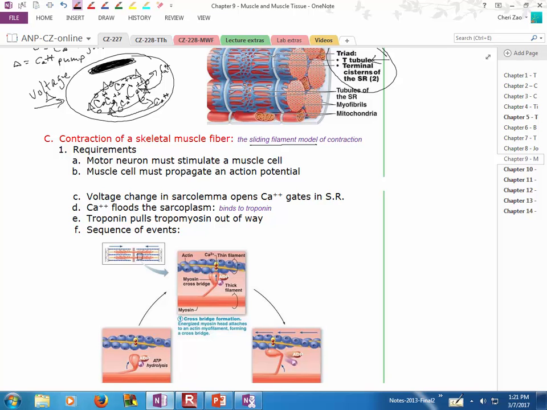I'm going to cause a voltage change. The muscle cell must propagate an action potential. And we like to abbreviate action potentials AP. And what this is saying is that there is a voltage change that is going to be transferred to the muscle cell. Voltage change will be experienced by muscle cell.